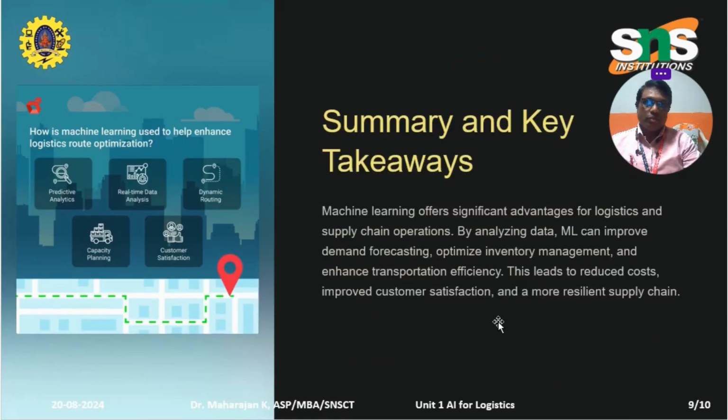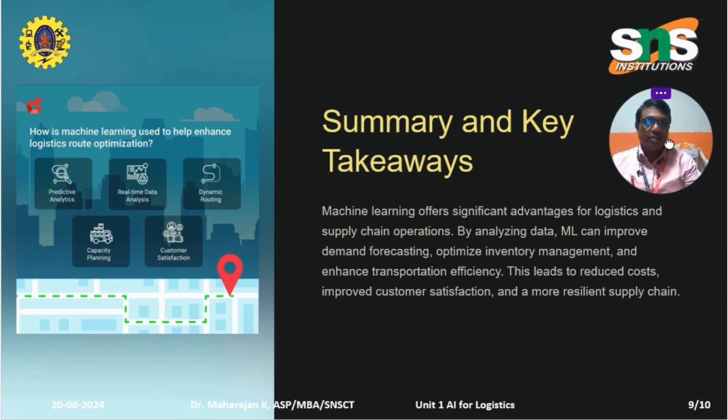Now, before we end, let us see the summary of what we have learned today. This is part 2 of the introduction to machine learning. Machine learning has significant advantages. It is something like what humans do; the same thing machines do, that we call artificial intelligence. Clear? They can help us in many things: demand forecasting, scheduling, routing, and many more.